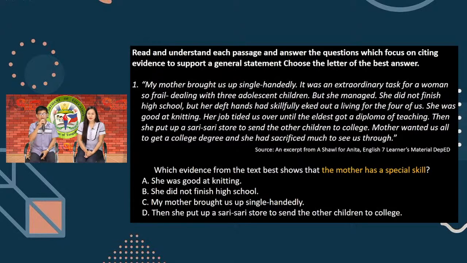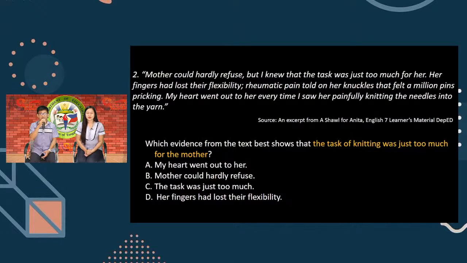Okay, number 2. Mother could hardly refuse, but I knew that the task was just too much for her. Her fingers had lost their flexibility. Rheumatic pain told on her knuckles that felt a million pins pricking. My heart went out to her every time I saw her painfully knitting the needles into the yarn. Okay, that's right. So we have here the question, which evidence from the text shows that the task of knitting was just too much for the mother? The choices are, Sir Jade. Letter A, my heart went out to her. B, mother could hardly refuse.